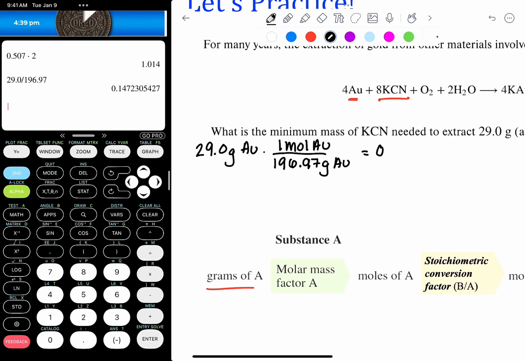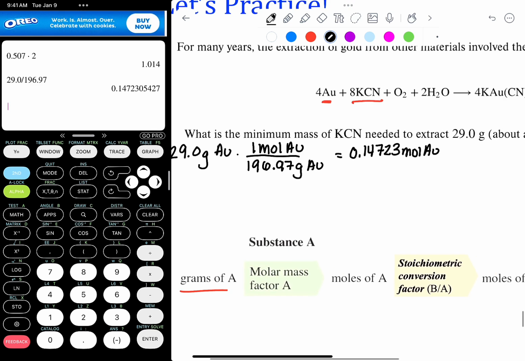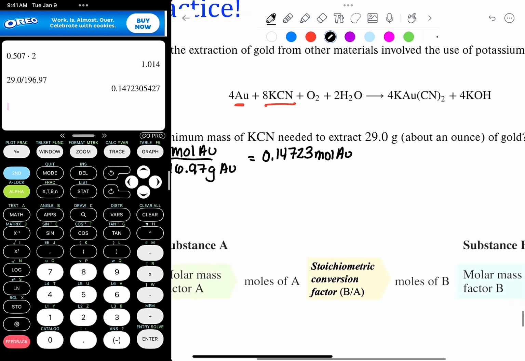We get 0.14723 moles of gold. We now want to use our stoichiometric factor to convert between moles of gold and moles of KCN, potassium cyanide. So we're going to use moles of Au on the bottom so that it cancels, and moles of KCN on the top so that we're left with that unit.